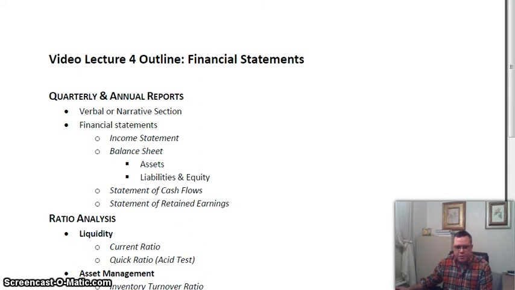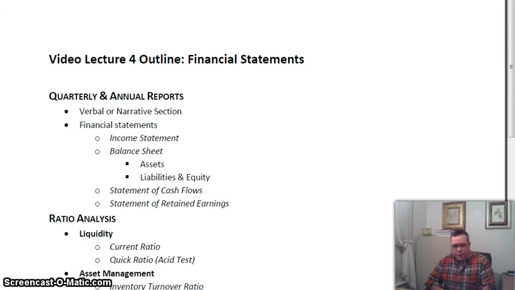So for starters, each quarter, 4 times a year, every public corporation has to issue a report, an annual report once a year, but then the other 3 times is called a quarterly report. But these reports have a lot of information in them. A big chunk of it's what we call the verbal or narrative section, where it talks about what kind of business that firm is in, how the last year went, or the last quarter, depending on what kind of report it is, where they think the business is going in the future, things like that.